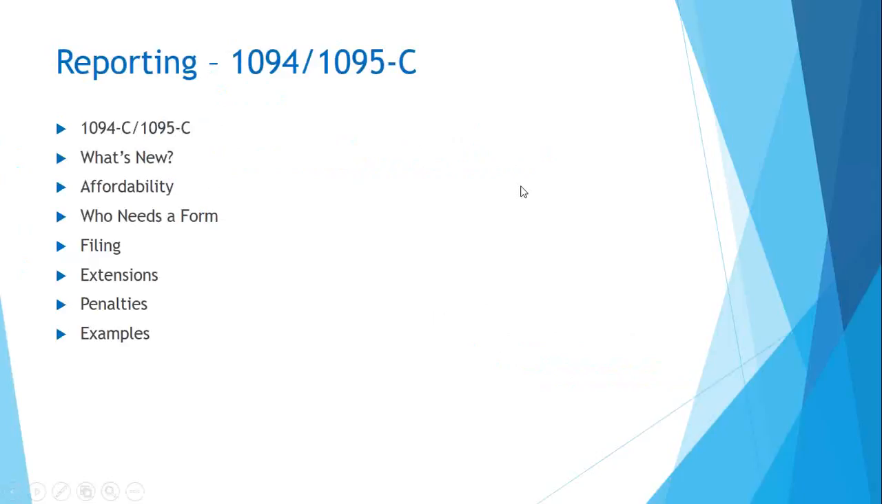So the reporting, we're going to talk about the 1094C and 1095C forms. We're going to go through what's new, take a look at the affordability factors, kind of discuss who really needs a form, go over when filing is due, extensions that may be available, the penalties, and then we're going to go through some examples. And then if you have any examples that you want to talk about that are things that are going on in your company, like I don't know what code to use for this employee and this happened throughout the year, please feel free to ask that at the end, and we'll bring up the 1095 form and go through it right on the spot.